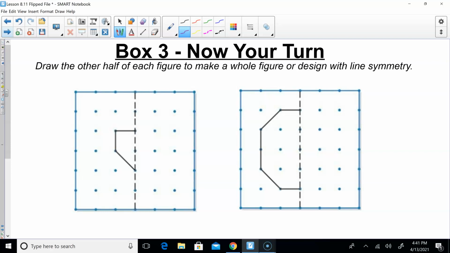And last but not least, you have the other half of the figure. Can you draw the other half of the figure to make a whole figure or design with line symmetry? So there's half of it. I want to see what the other half looks like with that line in the middle, to see, is that a perfect match? So good luck. Pause the video, draw those shapes out, and see if you can find that match to the other side.